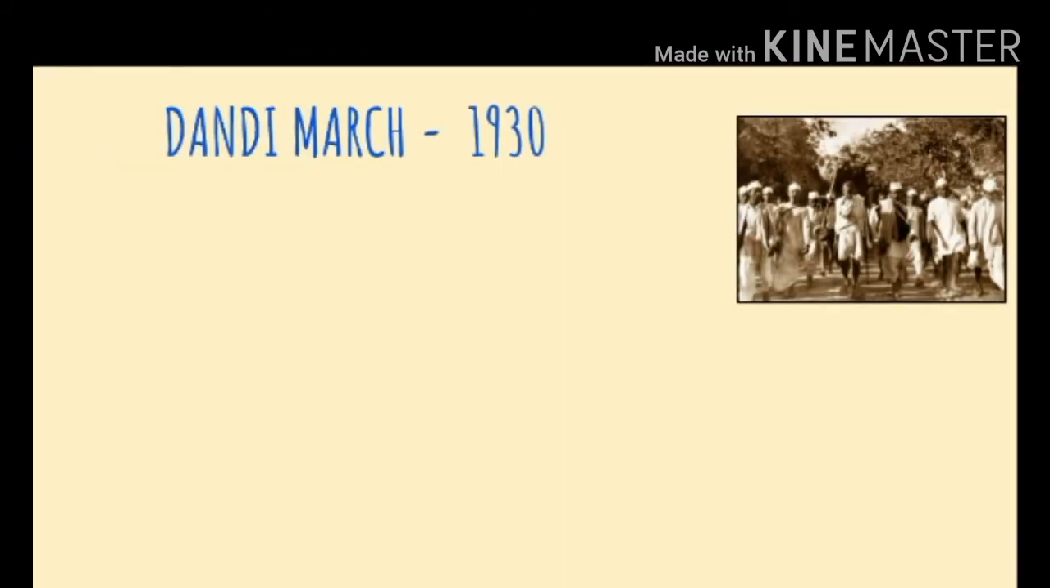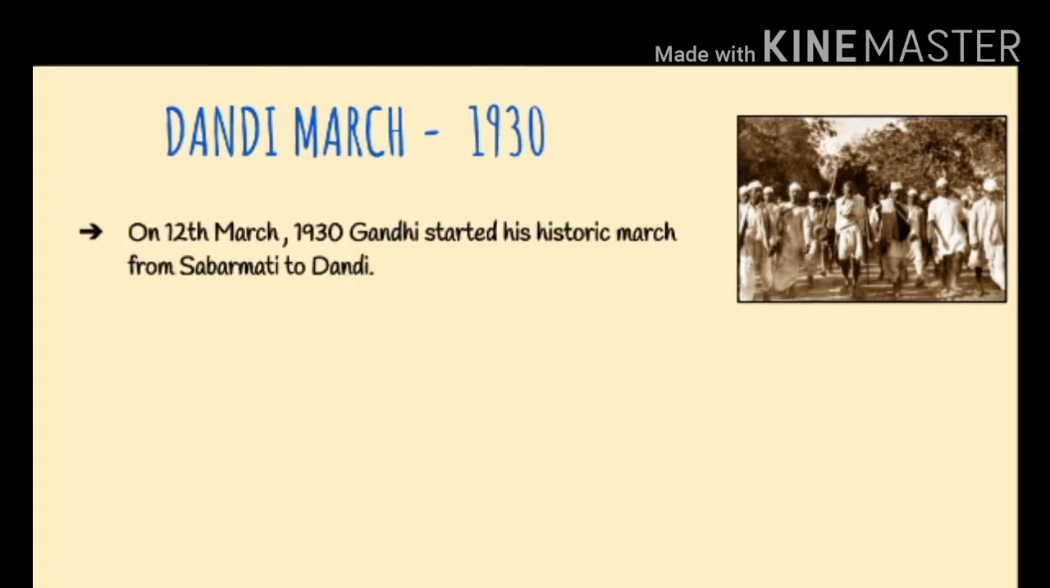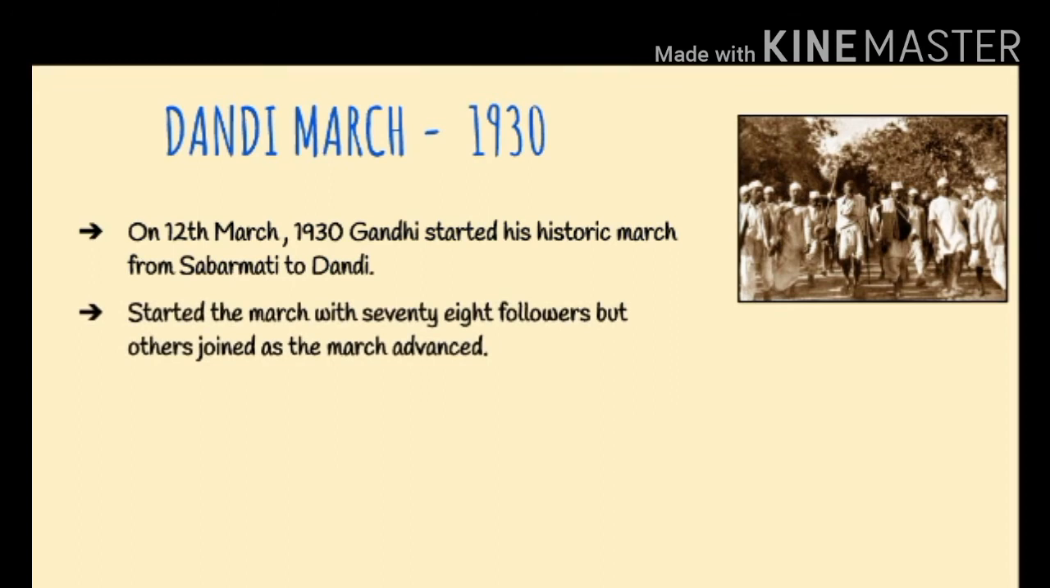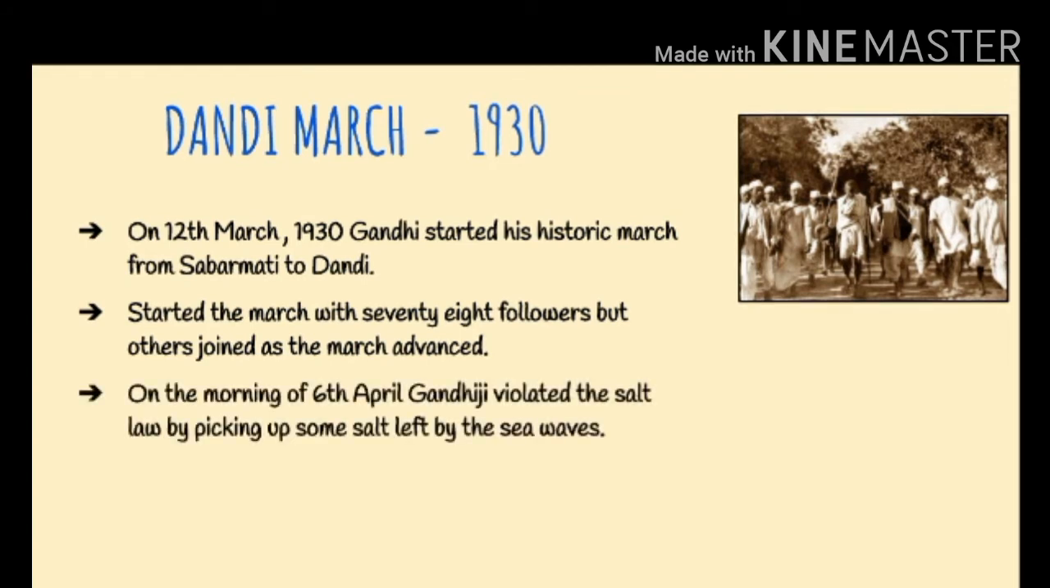The Gandhi March. On 12th March, Gandhiji began his historic march from Sabarmati Ashram to Dandi, a village on the Gujarat sea coast. 78 persons followed him, but as Gandhiji advanced, the others joined the party. Gandhiji reached Dandi on 5th April 1930.